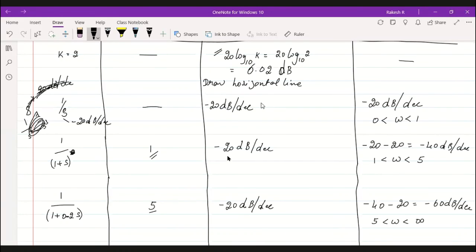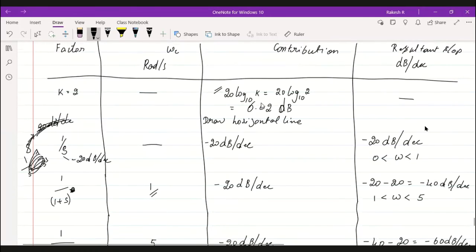Right. Now, when we have this one like this, minus 20 dB per decade line, you need to take that corner frequency and the next corner frequency. That corner frequency is 1. The next corner frequency is 5 here. Now, when you want to write the resultant slope, you need to take the previous slope here. The previous resultant slope is minus 20. So first write down the previous slope, then add this slope to it.